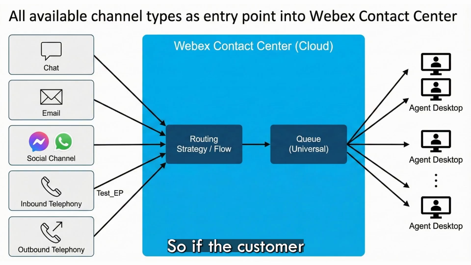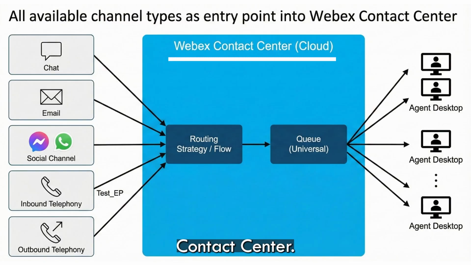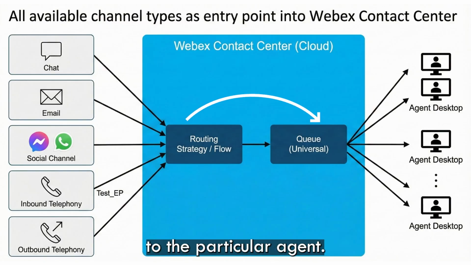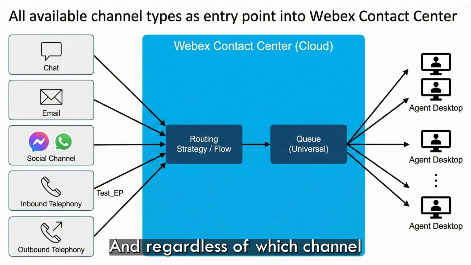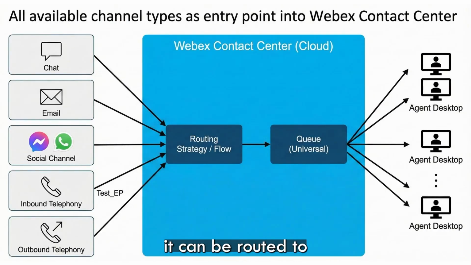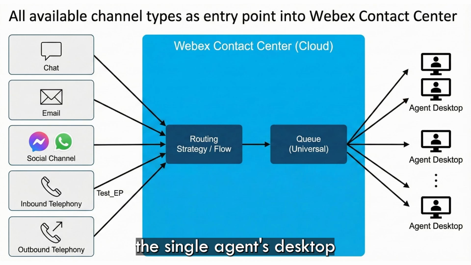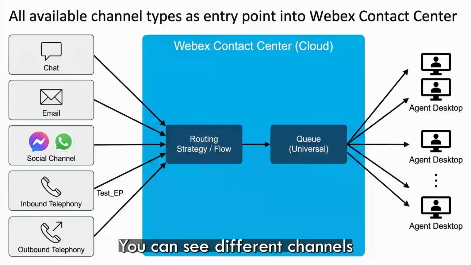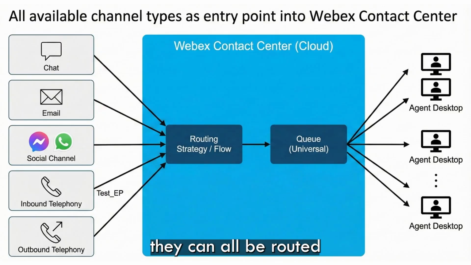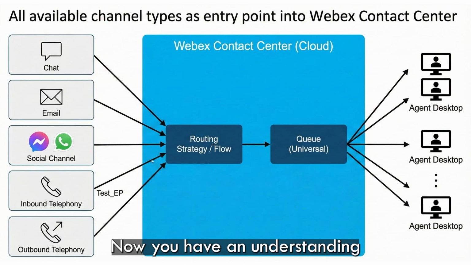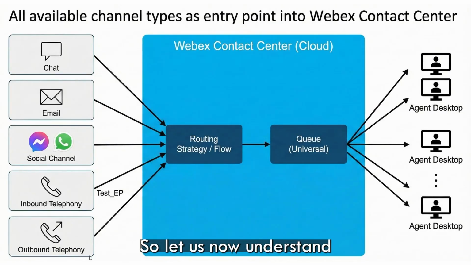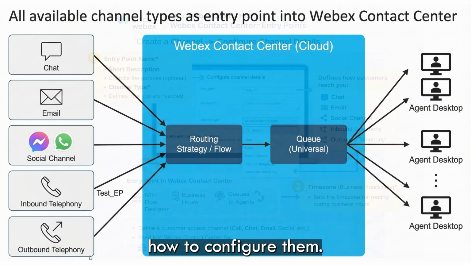So, if the customer sends an email to their support address, it reaches the Cisco Webex Contact Center. It gets routed to the particular agent. And regardless of which channel the customer chooses to pick, it can be routed to the single agent's desktop. With the help of this diagram, you can see different channels available to the customer and see that they can all be routed to the Cisco Webex Contact Center. Now, you have an understanding of what channels are. So, let us now understand how to configure them.